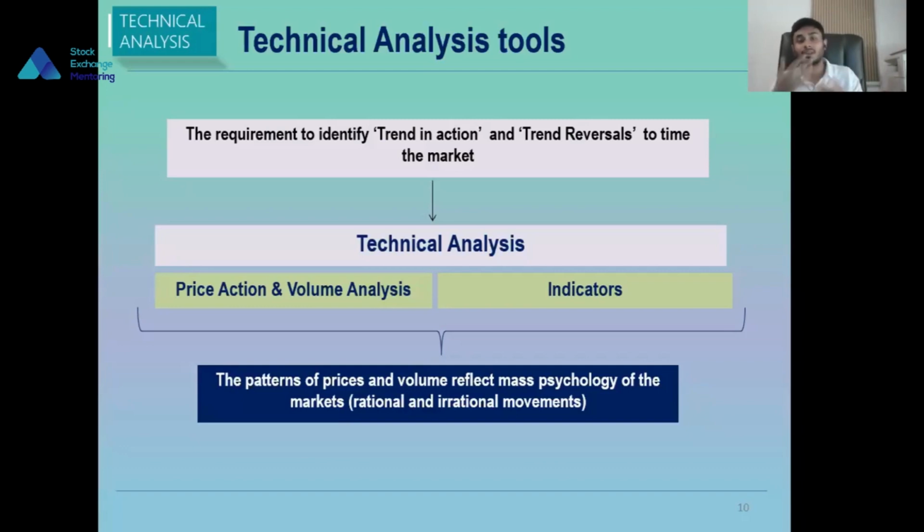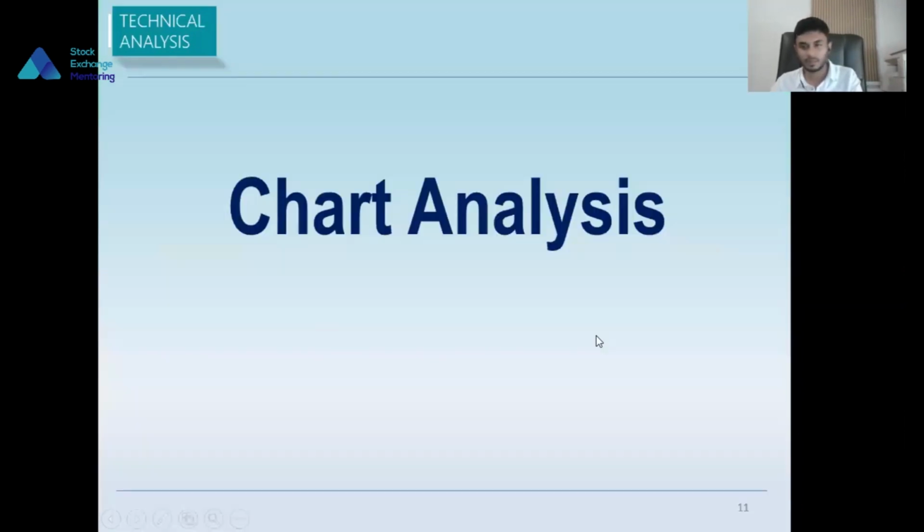So this is why you need these technical tools to save yourself, maybe with a proper risk management strategy. Or sometimes, even after a stock reaches its fundamental value, the stock can go up excessively because of market bullishness or too much optimism for the stock among the buyers. You can take advantage of those rational and irrational movements through technical analysis. So now you can see the main aspects: we can broadly divide into price action, volume analysis and indicators. First we'll speak about chart analysis, which is mostly price action analysis and volume.